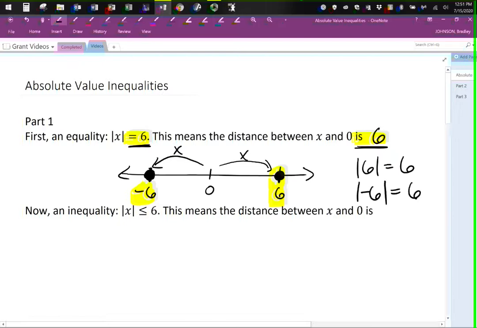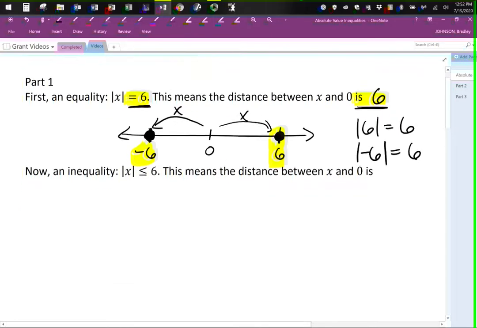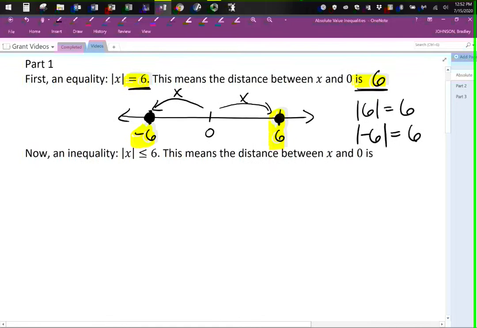Let's work with an inequality now. The absolute value of x is less than or equal to 6. So now we've changed it up a little bit. Less than or equal to 6. This means that the distance between x and 0 is less than or equal to 6, period. I will highlight that inequality in green.